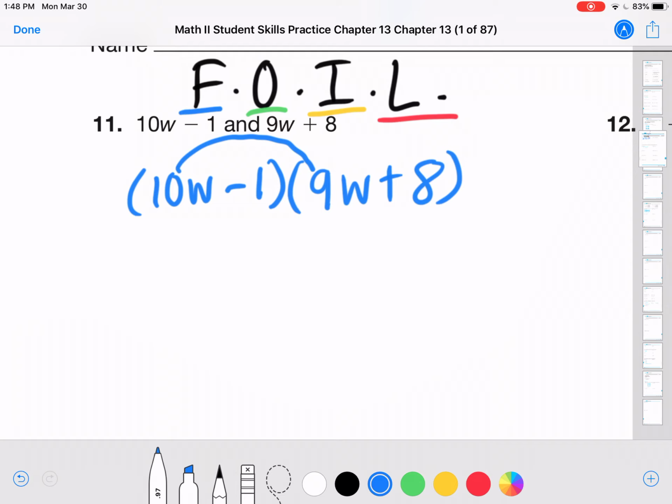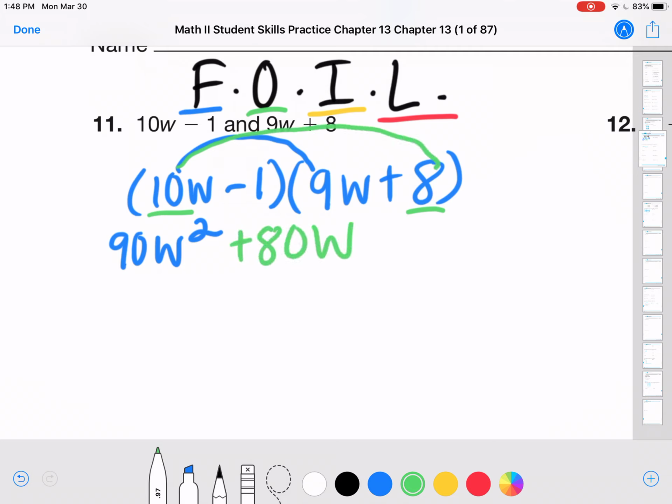So the F in FOIL is the first terms. So 10W times 9W is going to be 90W squared. Okay, next is the green. So green is the outer. So those are the terms that are on the outside of your parentheses. So I'm going to multiply 10W times 8, which is 80W. So that's these terms. So it's going to be plus 80W.